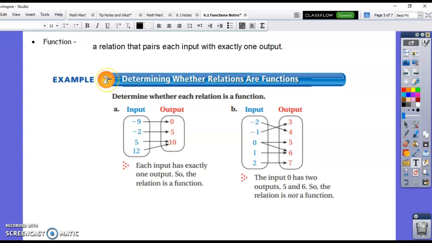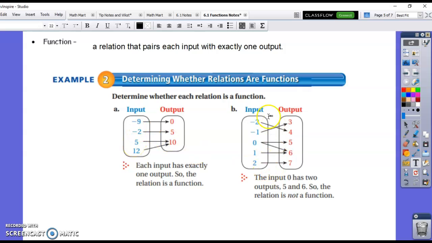So let's look at example 2, determining whether relations are functions. So if I look here, I have -9, 1, -2, 5. 5 goes to 10. 12 also goes to 10. But you can see there's only one arrow coming from each input. So that would be a function. Now, two inputs could have the same output, but each input can only have one output.